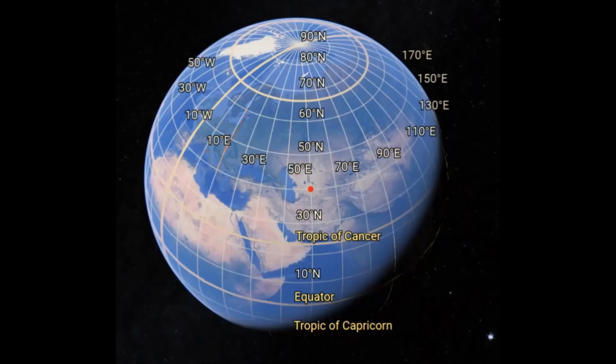That's 30. Here's 40. Still moving east here, 50. And then here, that's 60. So the answer then for this location is 40 degrees north and 60 degrees east.